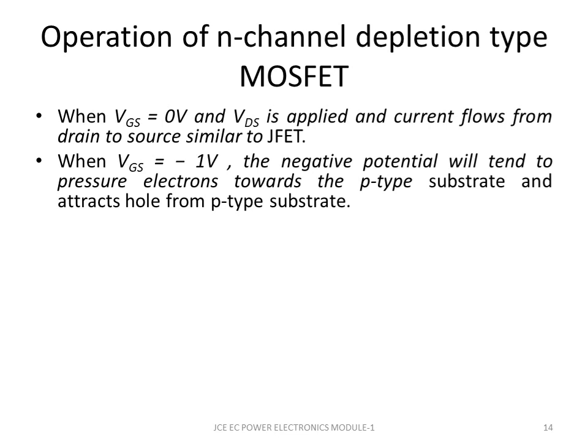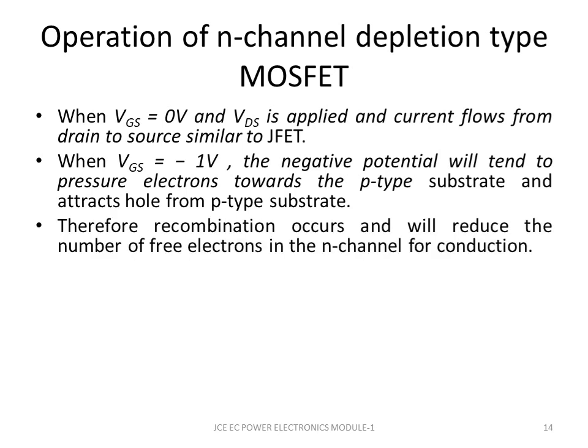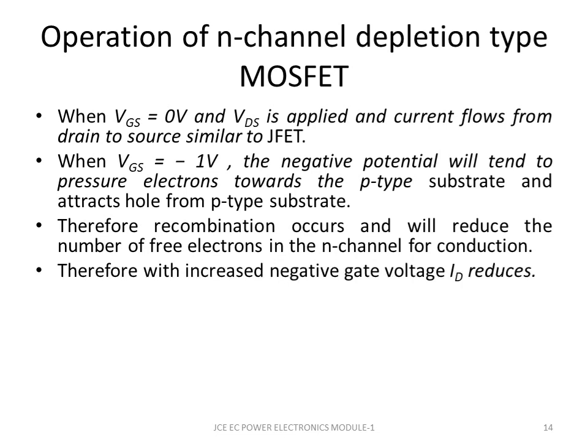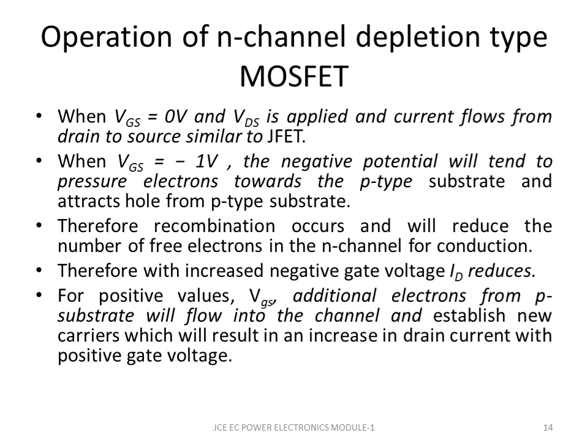When VGS is minus, the negative potential will tend to push the electrons towards the P substrate and attract holes from the P-type substrate. Therefore, recombination occurs and will reduce the number of free electrons in the N channel for conduction. So, negative voltage on VGS will reduce the ID or drain current through the channel. Therefore, with increased negative gate voltage, ID is going to reduce. For positive values of VGS, additional electrons from the P substrate will flow into the channel and establish new carriers, which will result in an increase in drain current with positive voltages.